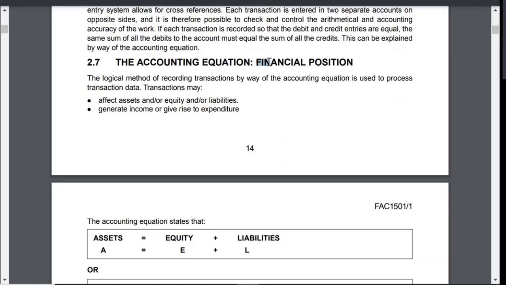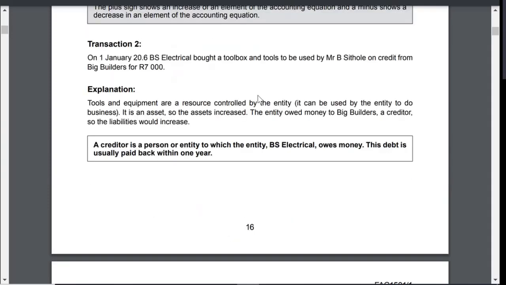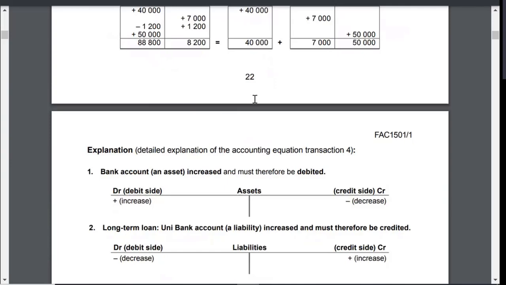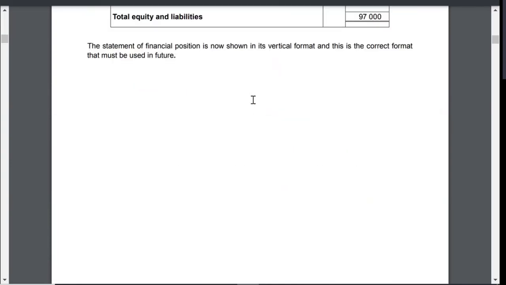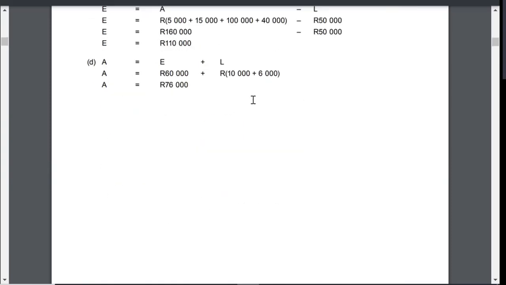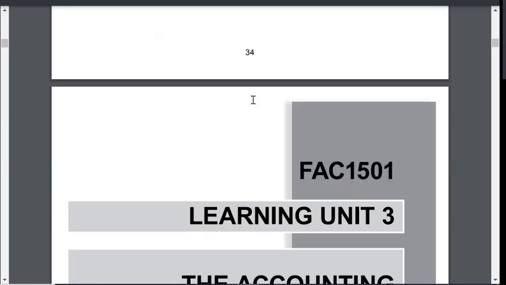So my thing is, when they talk about financial position, those will be your assets, your liabilities, and equity. So basically these that they've mentioned will affect your financial position. Before we continue, especially learning unit 2 and 3, we'll be talking about financial position and statement of financial performance. In learning unit 3, we'll talk about financial performance.